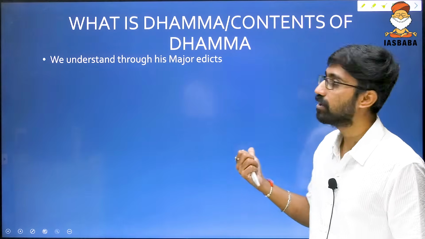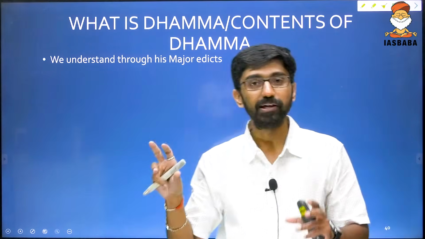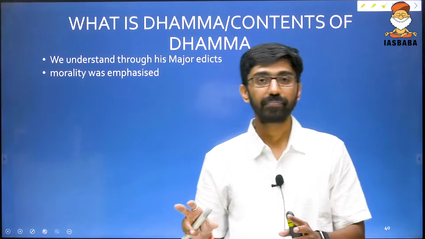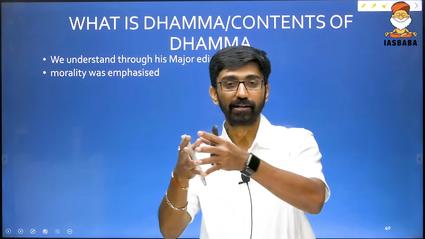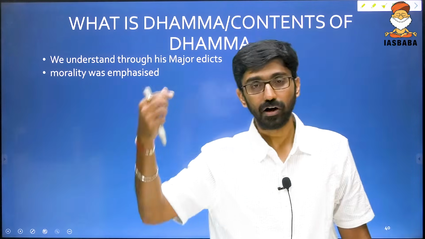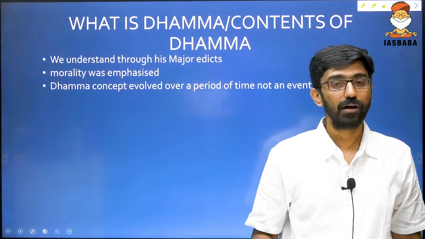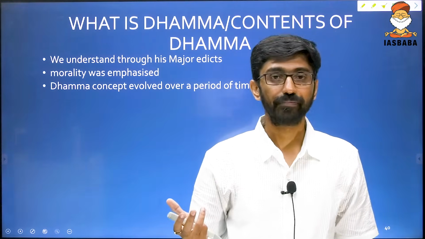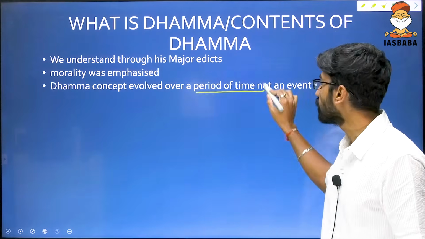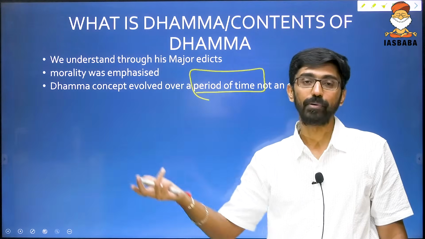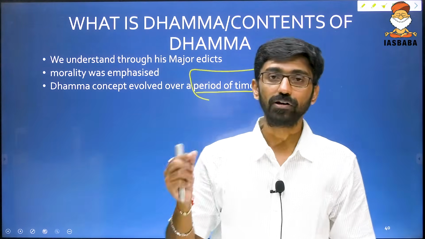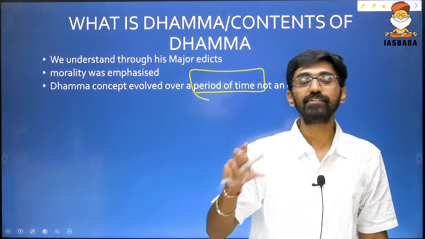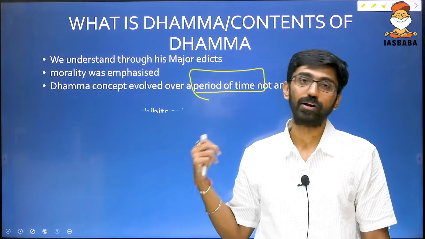Now, look at the contents of Dhamma. I already mentioned, we understand this Dhamma through his major edicts, the 14 major rock edicts. In all these edicts, he emphasizes morality that could be approved by Brahmanism, Buddhism, Jainism, Ajivikas, Charvakas, all the varnas of that point of time. At the same time, it was not an overnight policy, because Dhamma as a concept evolved over a period of time. It was not an event, rather it was a process. All of these edicts were not written down on one sheet of paper or given to people at once, but rather there is considerable thought behind this. That's what we are going to understand one by one.